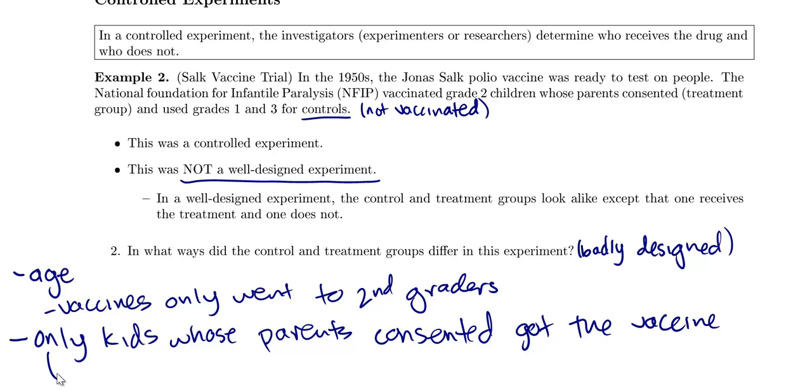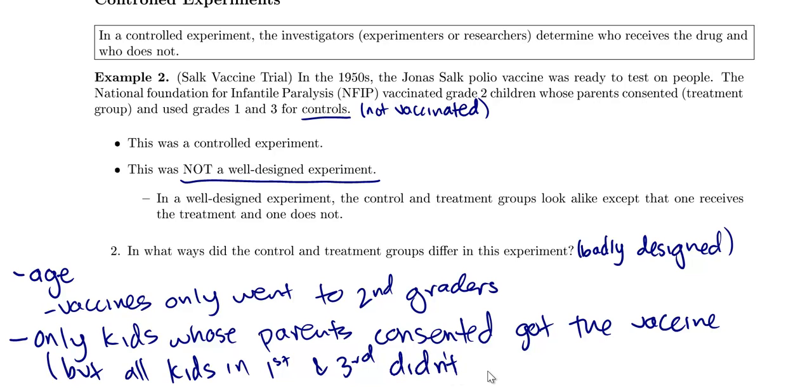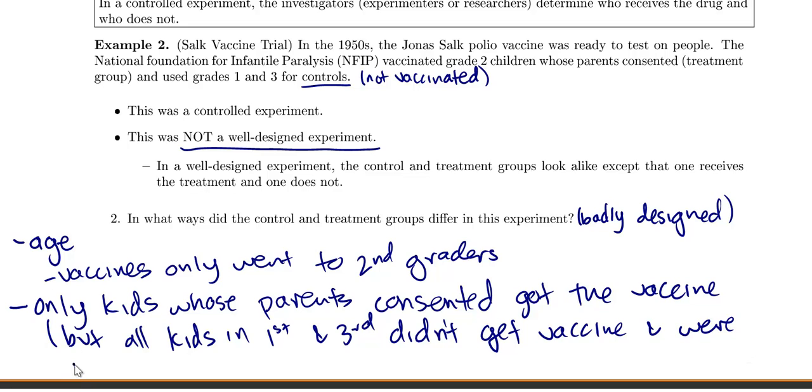So the difference was that only kids whose parents consented got the vaccine. But all kids in the 1st and 3rd grade didn't get the vaccine and were included in the study. So again, maybe the difference here was based on what demographic the children were in.